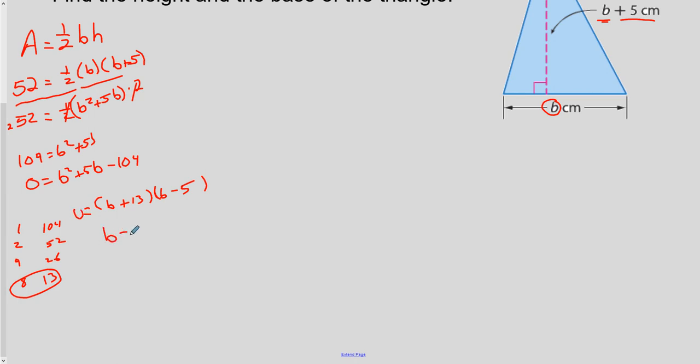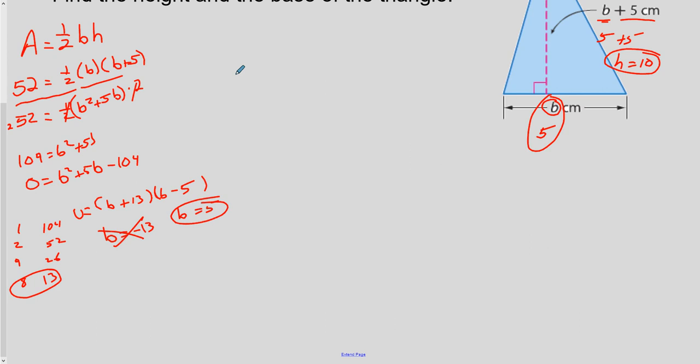So b is either a negative 13 or a positive 8. Now when you think about what b is, the length of this side, you can't have a negative length, right? That's an extraneous solution. It's extra. But b equals 8 will work. So if base is 8 and the height is 5 more, that means the height has to be 13. What we've essentially just done is create a system of equations.